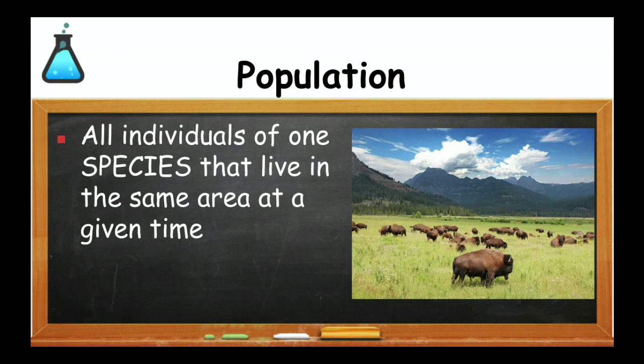A population is all the individuals of one species of organism. Species have a common chromosome number, and they can interbreed and produce fertile offspring. So a population is all the individuals of a species that live in the same area at the same time. Here is a picture of the bison of Yellowstone National Park. So we can talk about the population, or the total number of bison organisms that make up the bison population.